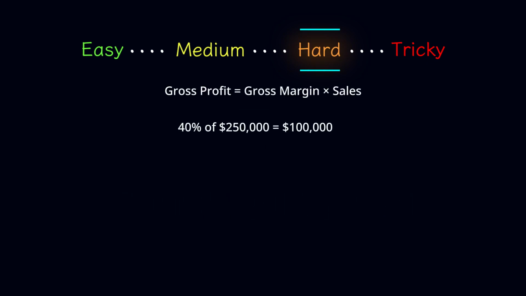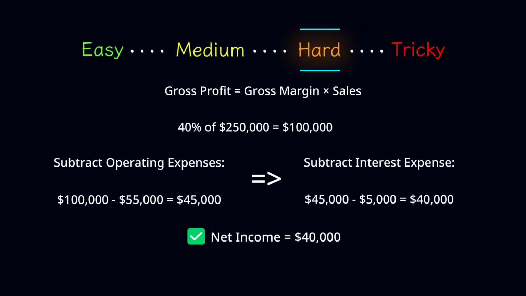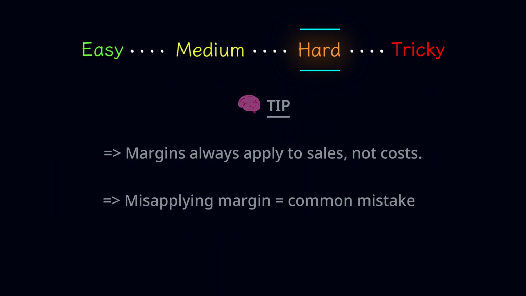First, find gross profit. Gross margin means gross profit divided by sales. 40% of $250,000 equals $100,000. Now subtract operating expenses. 100,000 minus 55,000 equals 45,000. Now subtract interest expense. 45,000 minus 5,000 equals $40,000. That is net income. Key exam tip. Margins always apply to sales, not costs.